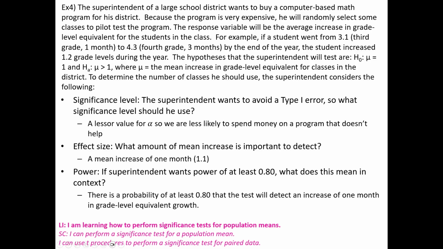And the power, if the superintendent wants a power of at least 0.8, what does this mean in context? It means there's a probability of at least 0.8 that the test will detect an increase of 1 month in grade level equivalent growth.